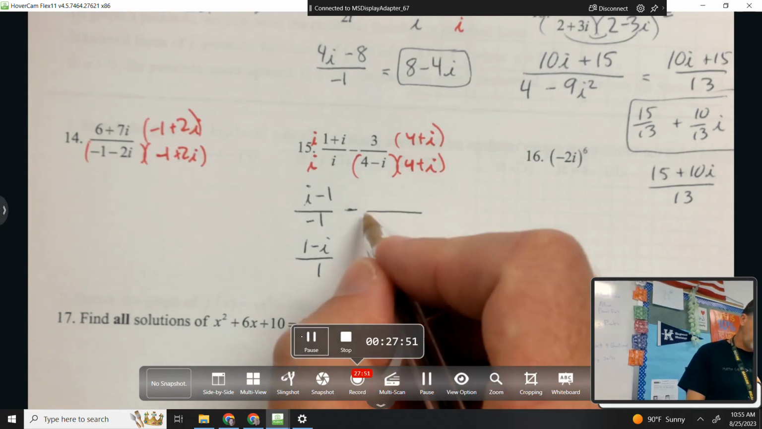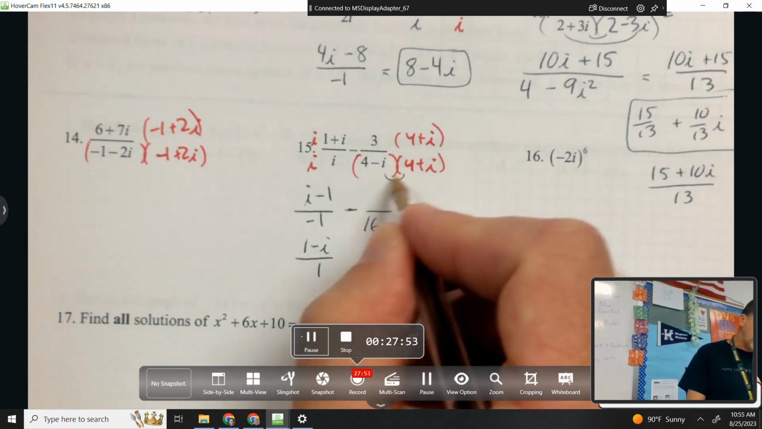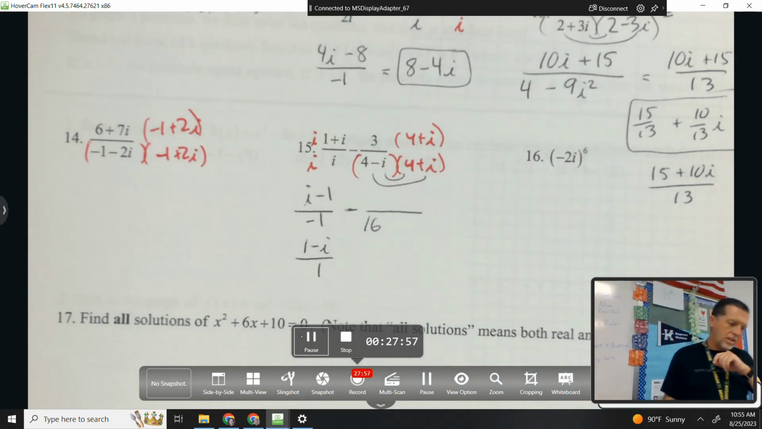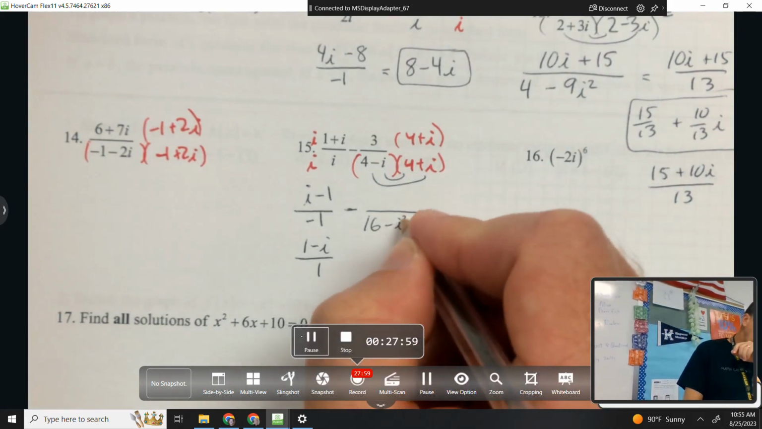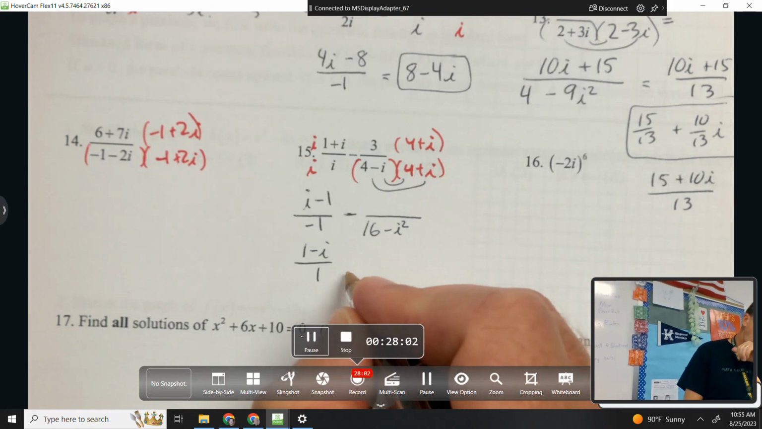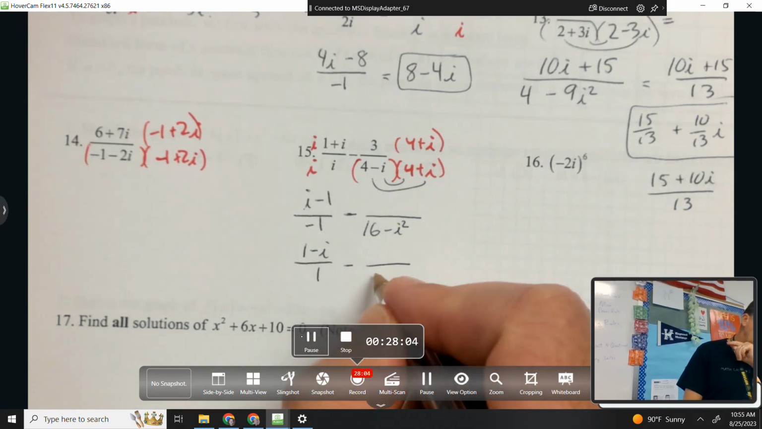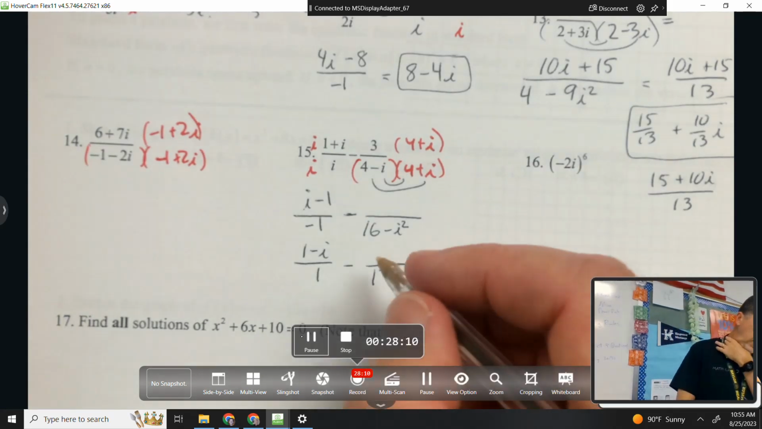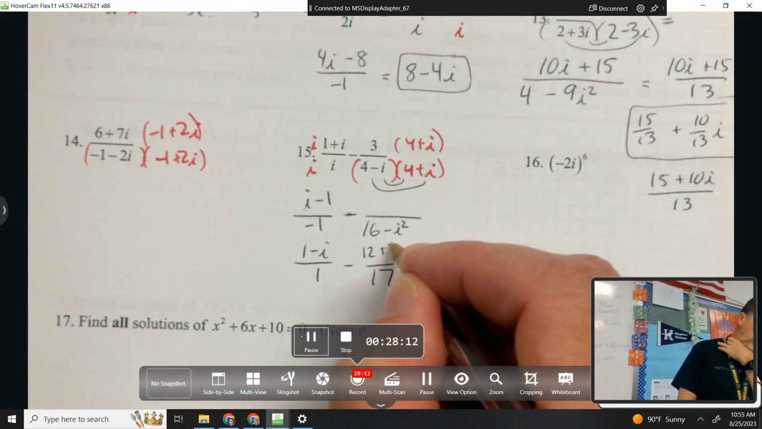And see at the bottom, we got 16. Plus 4i minus 4i goes away, so I'm not writing that down. Minus I squared becomes plus 1, so I got a 17 in the bottom. And then the top, 12 plus 3i.